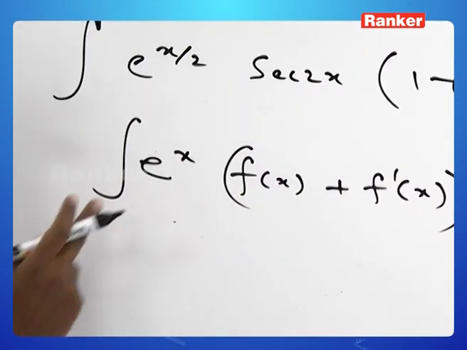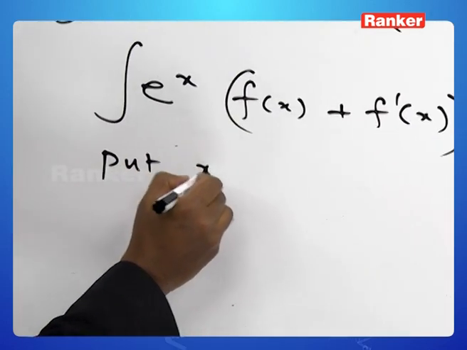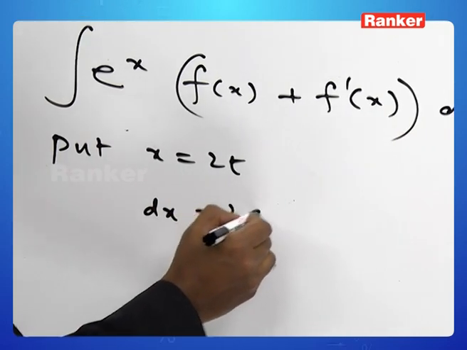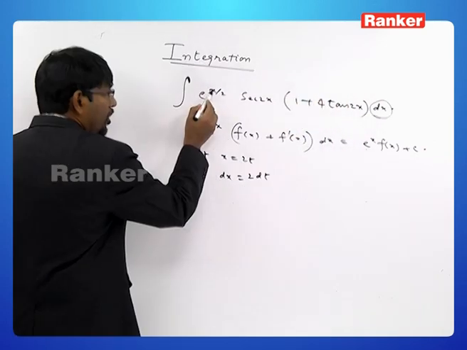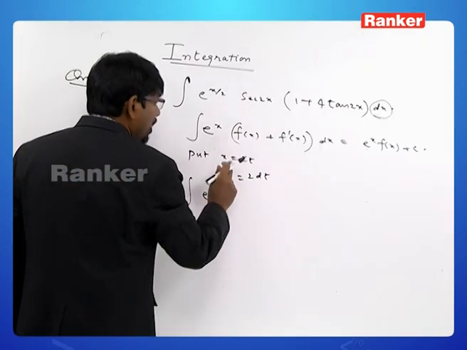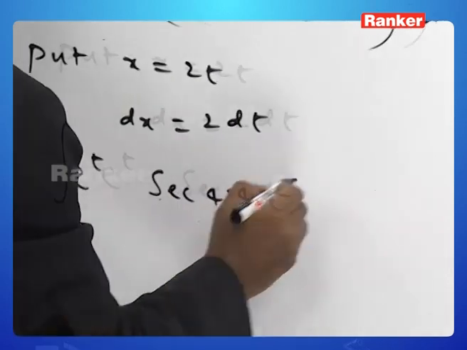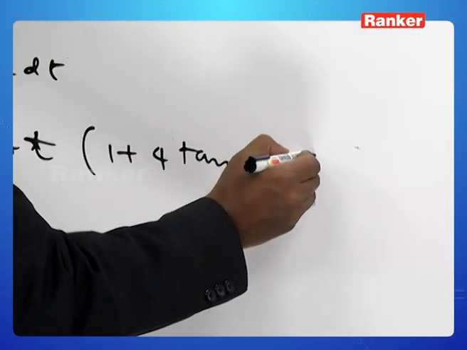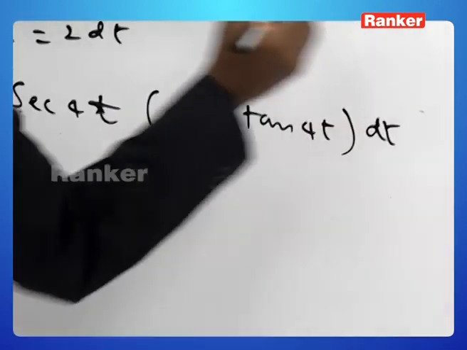But this is not in the standard format, so what we do is we put x by 2 as t, or x is equal to 2t. So dx will become 2 dt. So this dx part can be replaced with 2 dt. What about this? This will become e power t, secant 2x will become secant 4t, into 1 plus 4 tan 4t dt. Now dx was 2 dt, so we have a 2, I write it here.